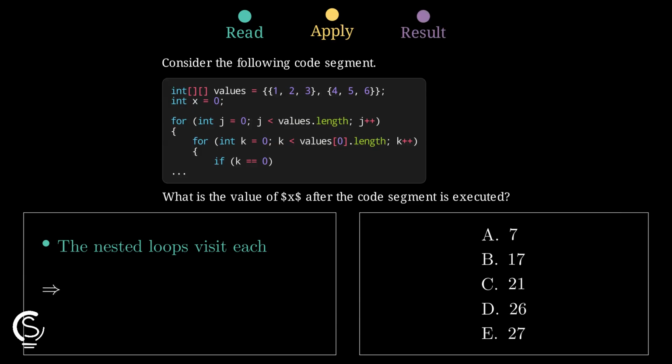The first row becomes 223, the second becomes 856. Adding these together gives our final sum of 26.